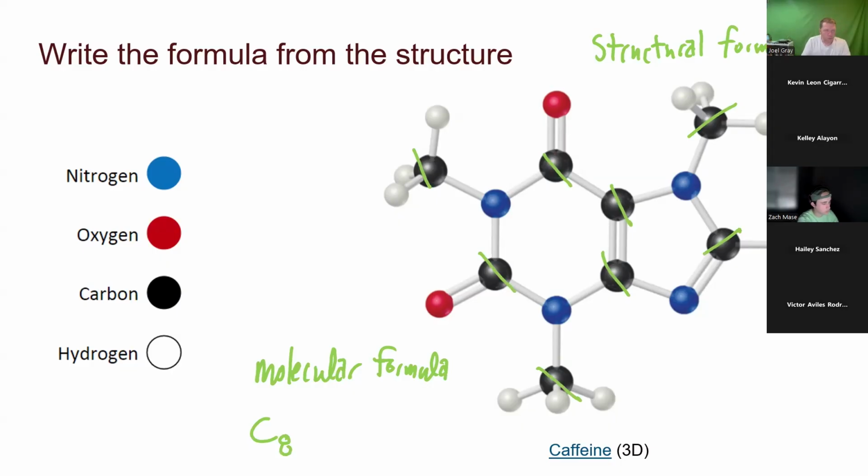The next thing that I'm going to do is look at my nitrogens. Nitrogens are the blue ones. 1, 2, 3, 4. C8N, what did I say? 4.